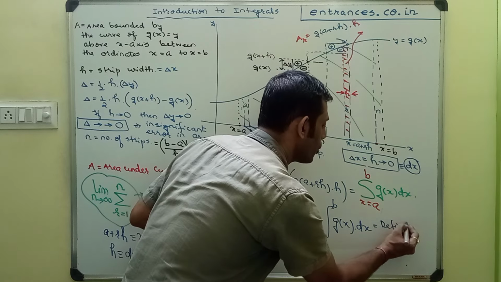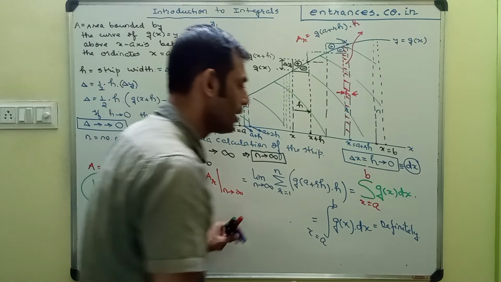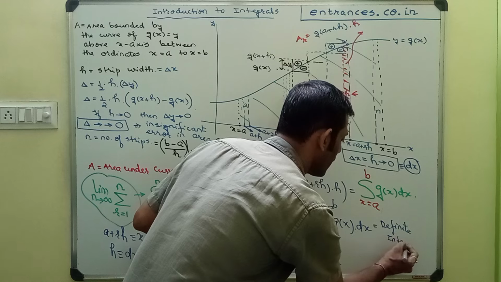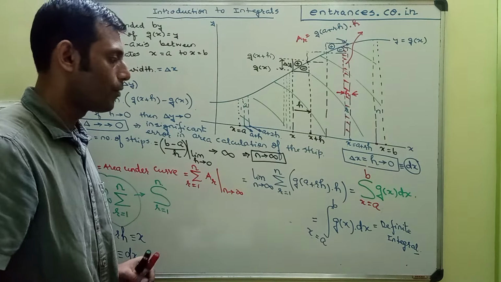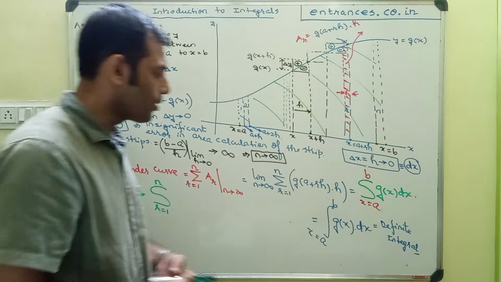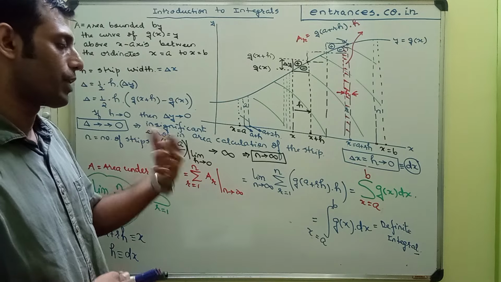Now, definitely, we are not going to discuss or stop our discussion right here. This is going to be a definite integral as just an introduction. We are going to continue on this. We are still a long way to go. Now, integral a to b g of x dx is equal to a definite integral of g of x function.